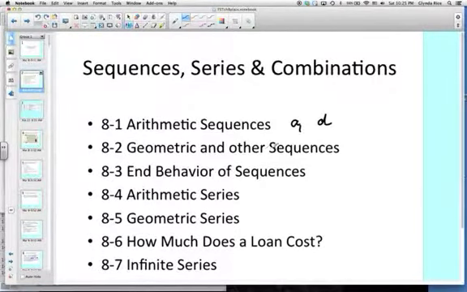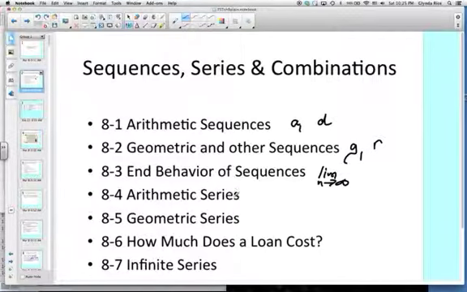Then we learned geometric sequences. Geometric sequences, again, you have a first term, but you have a constant ratio that is multiplying each term to produce the next term. We looked at end behavior. When we learned end behavior, we learned about limits. We only look at them as far as we go out to infinity because that's the way sequences go. You'll learn limits to negative infinity and even to certain numbers next year.